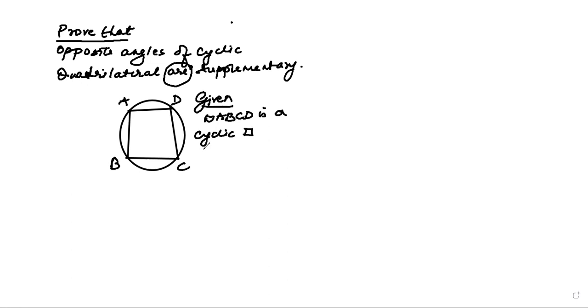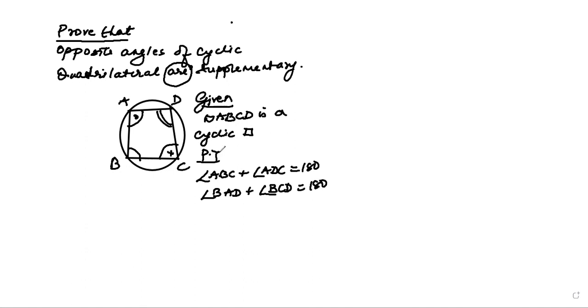And what do you want to prove, children? You want to prove that opposite angles are supplementary. Suppose I take angle ABC. This angle ABC plus angle ADC is equal to 180 degrees. Or if I take this angle BAD and this BCD, angle BAD plus angle BCD equals 180. Opposite angles of a cyclic quadrilateral are supplementary. Okay, we wanted to prove this.